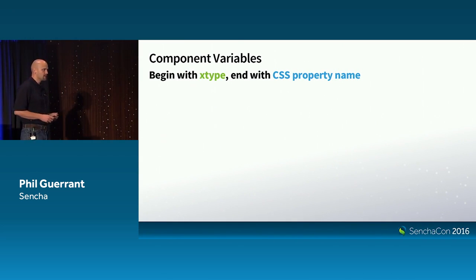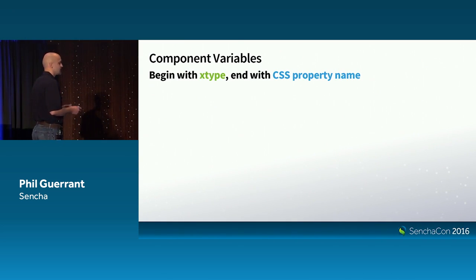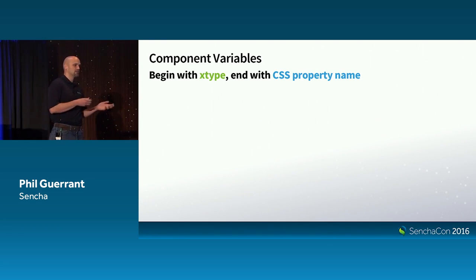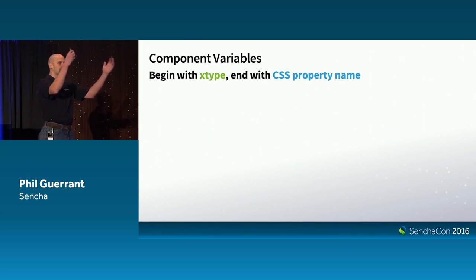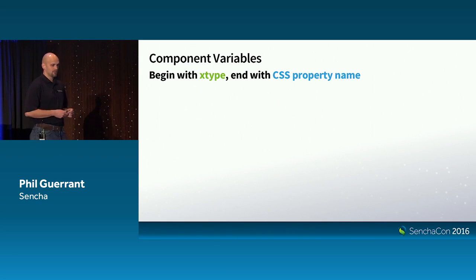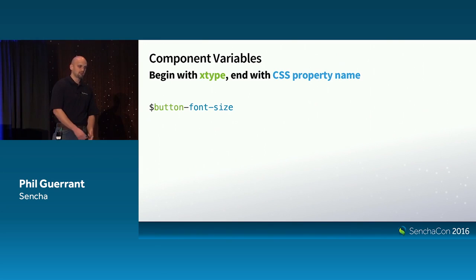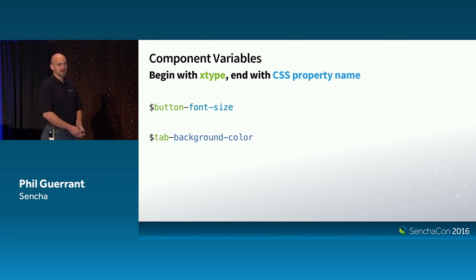In Modern, we have put forward some conventions that we're going to use to simplify the naming process for variables, because there's thousands of them. It can be overwhelming, and I highly recommend you use Themer to find out what variables you need. But if you're not using Themer, this will help you determine what the variables might be named. So they begin with X type, and end with a CSS property name, like button font size, tab background color, or list item border width.